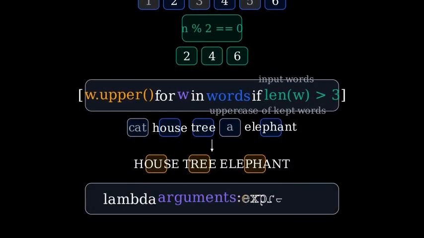Next, lambda functions. A lambda is a tiny one-expression function that you often pass to tools like map, filter, and sorted. The arguments go on the left, a single expression goes on the right.